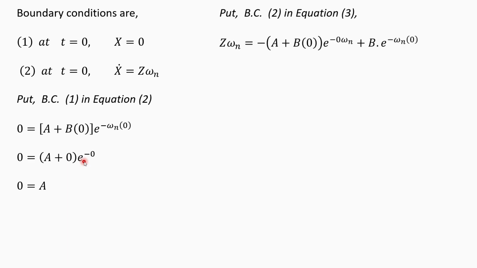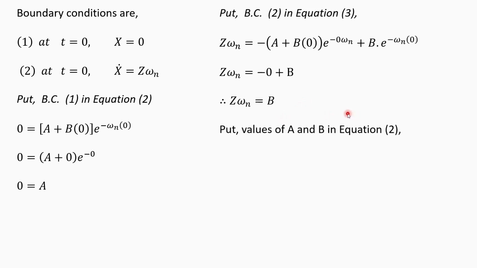Now put boundary condition 2 in equation 3. On the left hand side of equation 3 we have x dot, so x dot is z omega n, and in place of t it is 0, that we have substituted. So a is 0, this term is also 0, so the first term is 0, so this is minus 0 plus e raised to minus 0, that is 1. So it is b into 1, that is b. So value of b comes out to be z omega n. And now these values we have to substitute in equation 2, so that we get the equation of x.